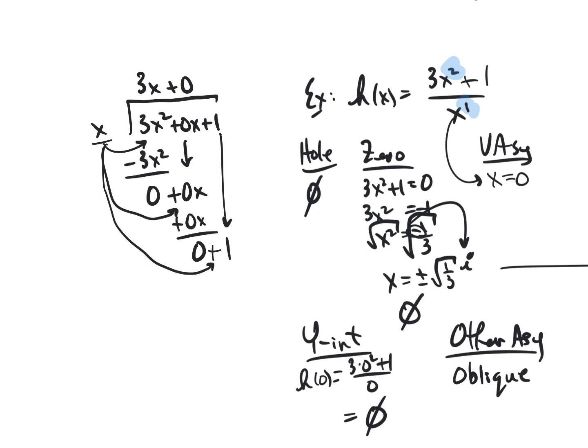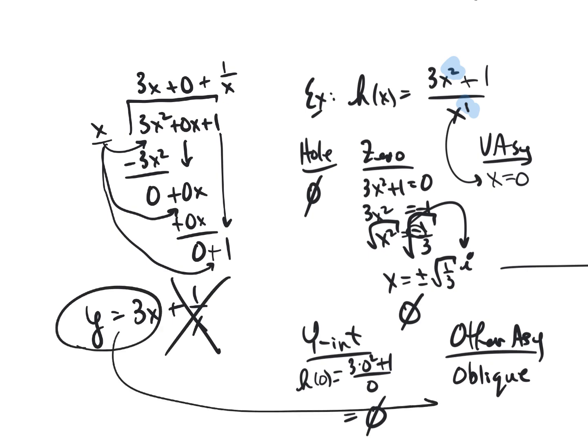X times what is 1? Of course, that doesn't work. So the 1 is a remainder. So when we do our division, what we get as a result is 3x plus 0 plus 1 over x. And if I just skip the 0, you don't have to worry about that. And then we pitch the remainder into the garbage. The asymptote then is going to be y is equal to 3x.